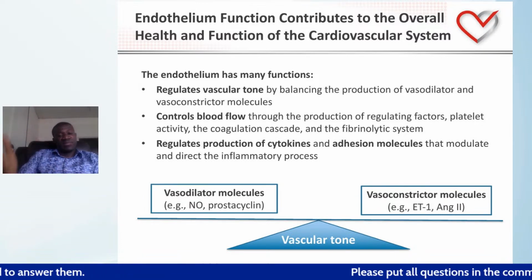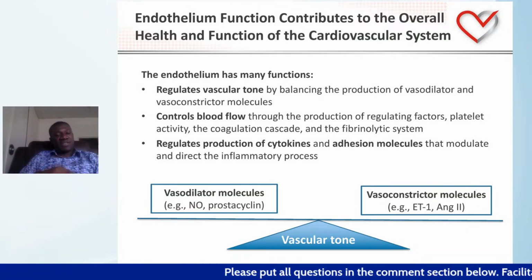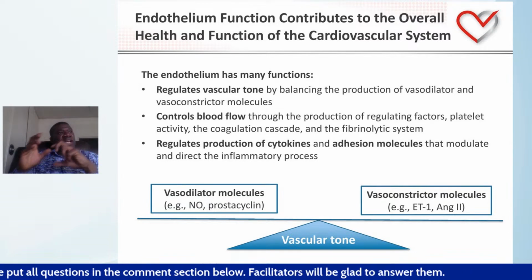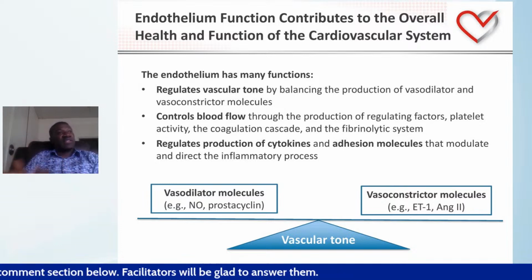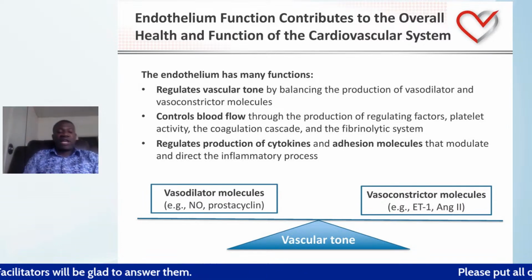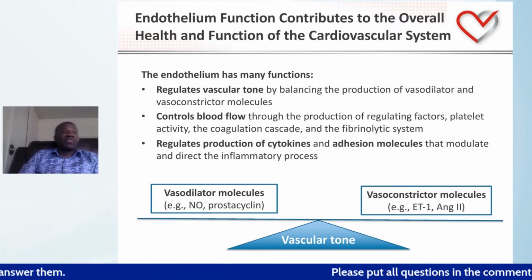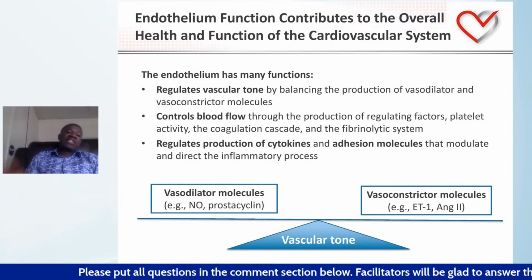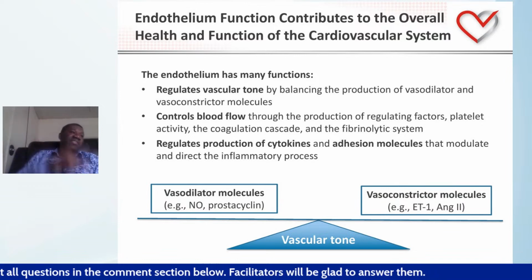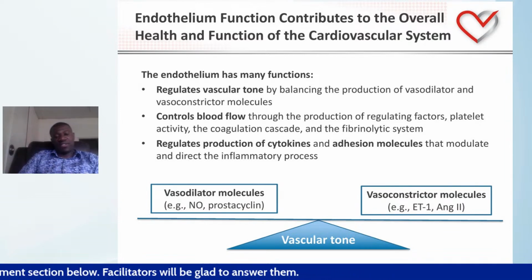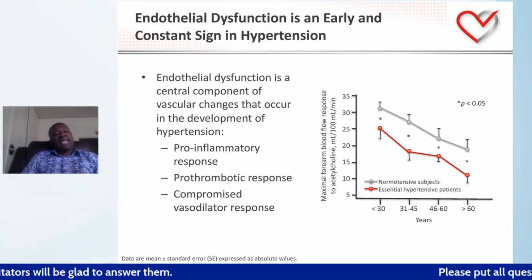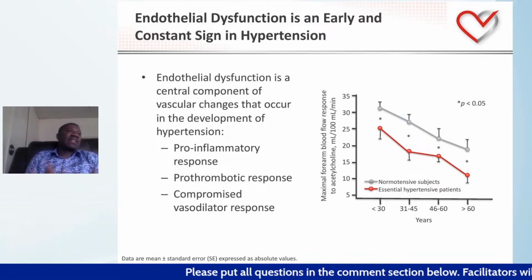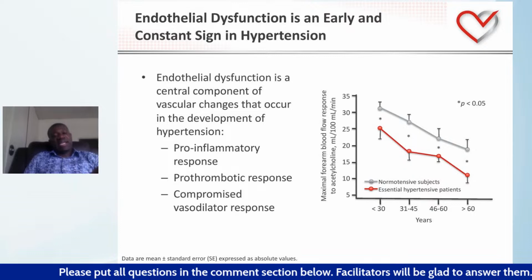And that is because the endothelium, which hitherto is supposed to regulate vascular tone and also control the blood pressure flow and also regulate the production of cytokines and adhesions, begin to undergo a lot of changes because of the vasoconstrictors that are produced from inflammation. So some of the vasoconstrictors are the endothelins and the angiotensin 2. And when these are promoted, they begin to cause endothelial dysfunction as against a normal endothelium function. And therefore, what we begin to see in people who have developed hypertension and those who are subjected to other risk factors is a decline in their function.